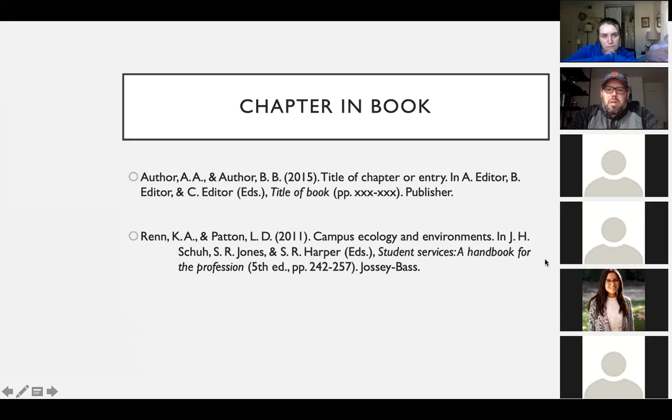As the example shows here, Wren and Patton wrote the chapter called Campus ecology and environments, but that is in J. H. Schuh, S. R. Jones, and S. R. Harper's edited book called Student services: A handbook for the profession, which is italicized. And if it's a multiple edition, you also need to include that. So it's the 5th edition, followed by the comma, and the pp. starts on 242 and runs to 257, and it's printed by Jossey-Bass.